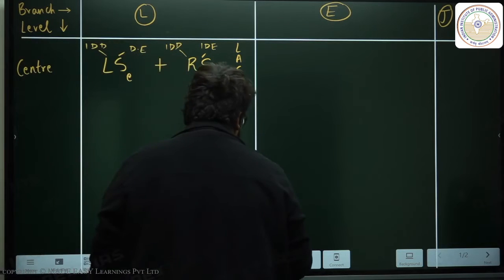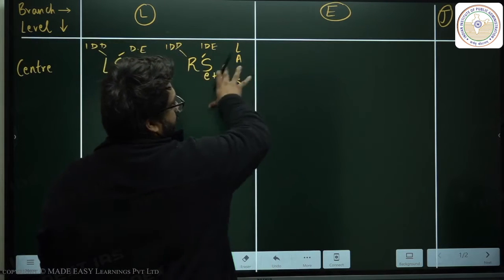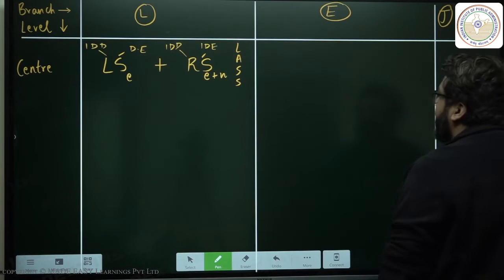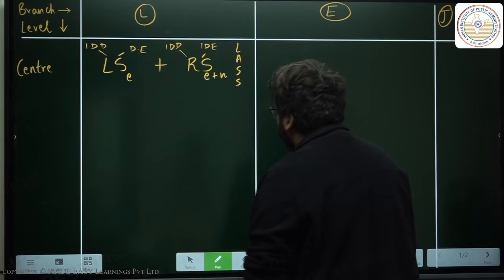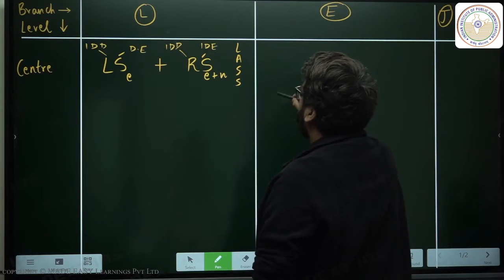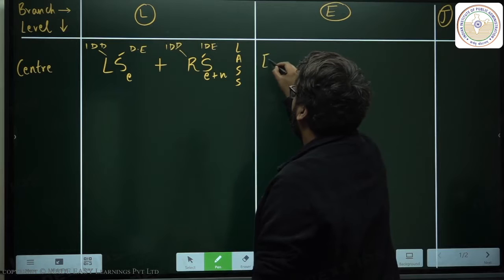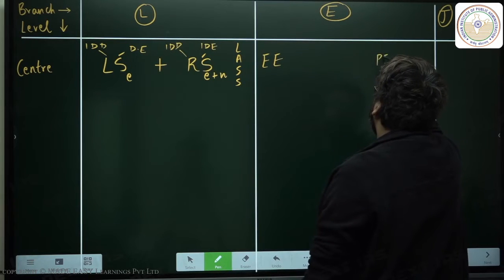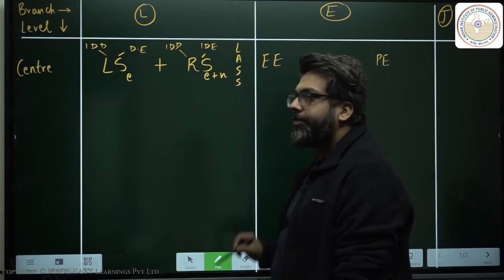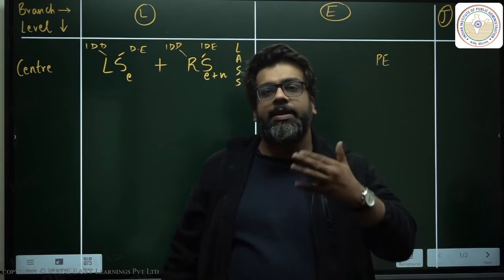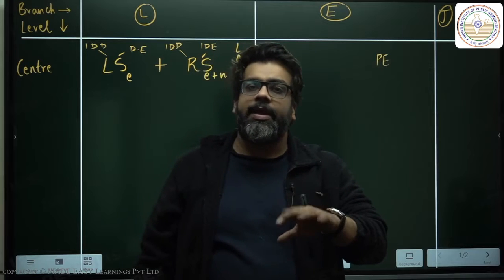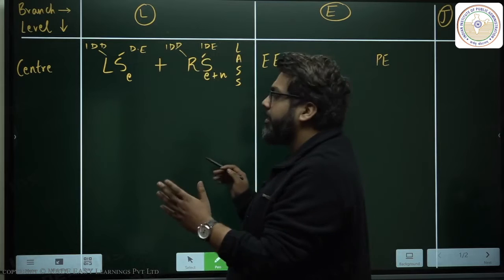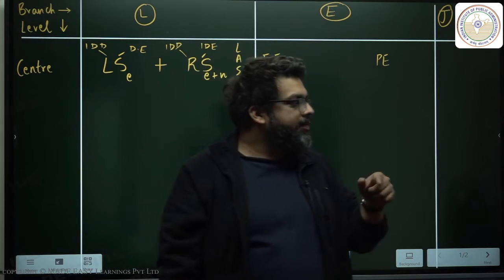Now we come to the executive, and we understand the executive is going to have basically two kinds of executive: elected executive and the permanent executive. Now please understand the difference. Elected executive are basically ministers, and permanent executive is basically your civil services. Elected executive is the mantri, permanent executive is the babu.